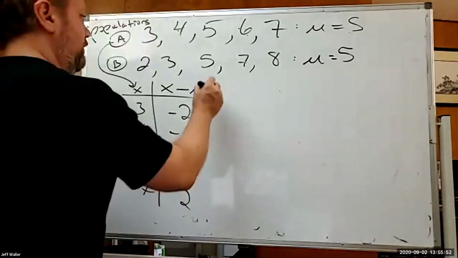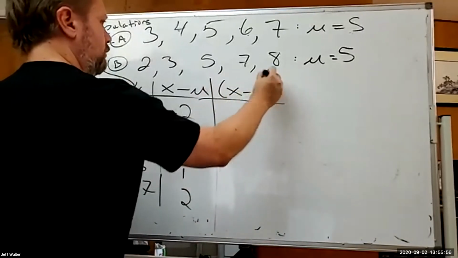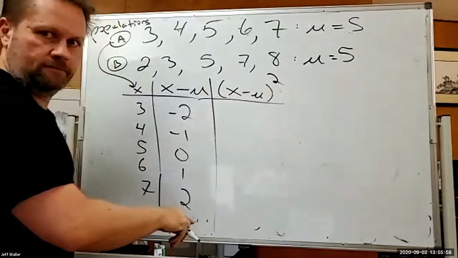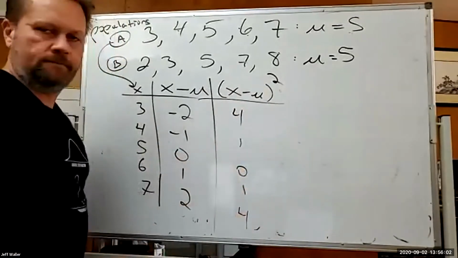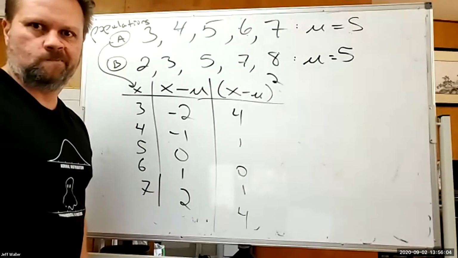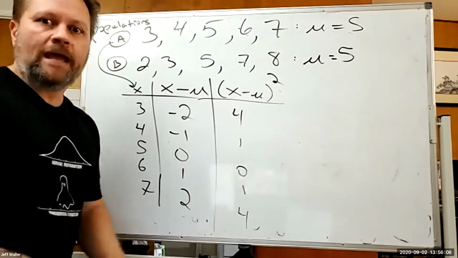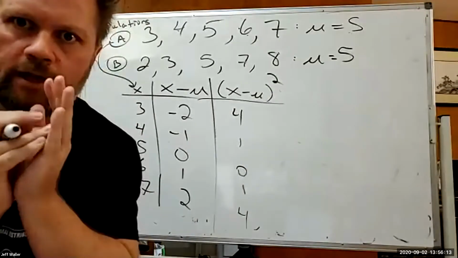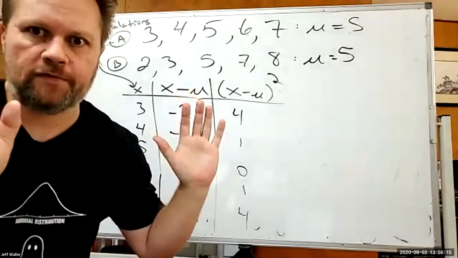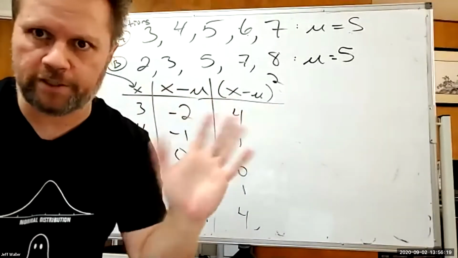All right. So if I square, and again, we're squaring to make them all positive, I get 4, 1, 0, 1, 4. That's amazing. So now I can do the average. I had to square to make them positive. That's fine. I'm going to get the average, and then at the end, I'm going to square root to kill all the squares I did.